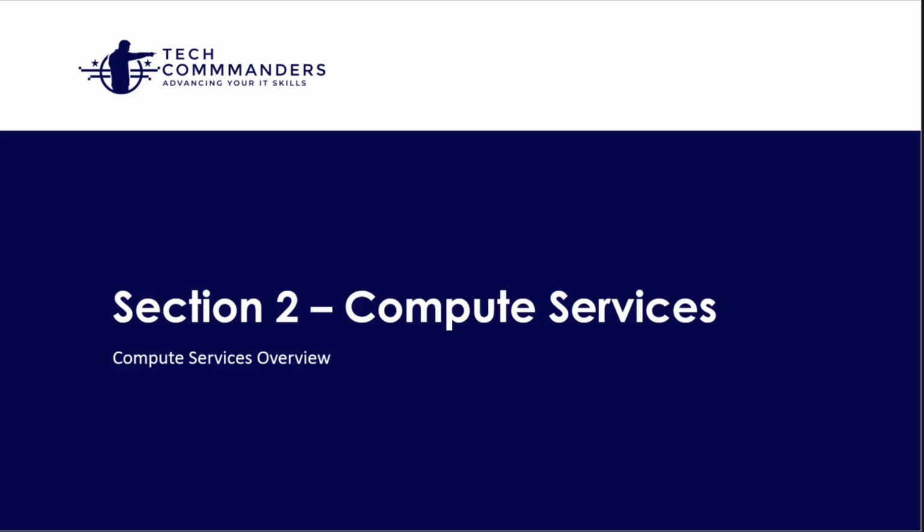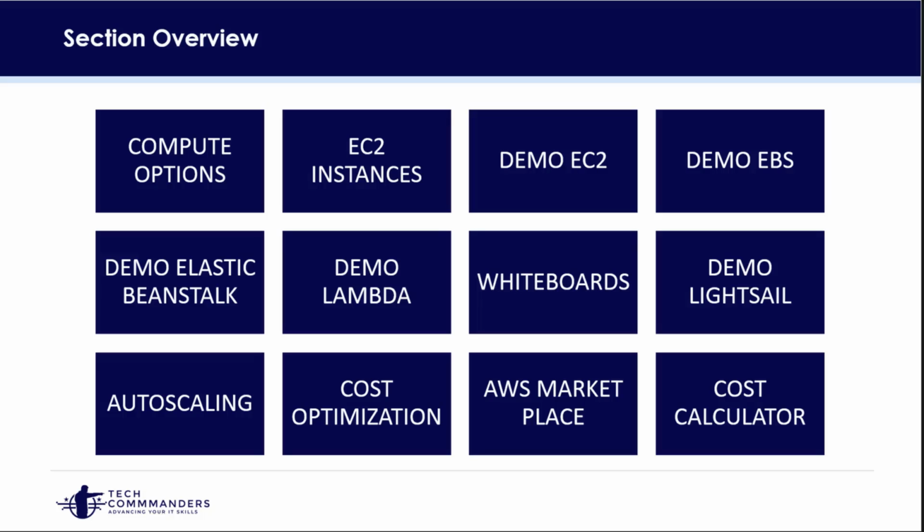Section 2, Compute Services. In this section of the course, we're going to mainly focus on compute and then discuss the different options available. We'll get into what EC2 instances are. We'll go through a lot of demos on the different compute services. We'll go through some whiteboards as well. We'll talk about cost optimization, auto scaling, the marketplace, and the cost calculator. We have a lot to learn. Let us go ahead and continue and move on to the next module.